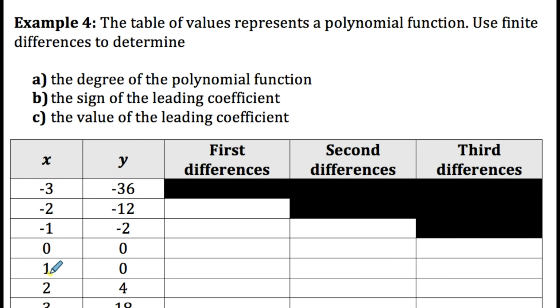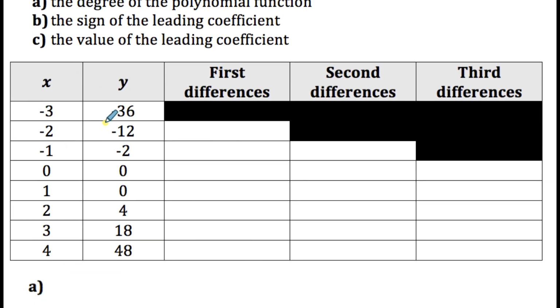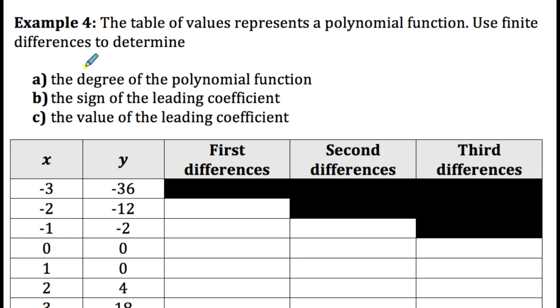So let's do an example with this set of values. We don't have the function this time. I just gave you a table of values that show the relationship between x and y. From that table, we want to figure out the degree of the polynomial function, the sign of the leading coefficient, and the value of the leading coefficient. So for the degree, we'll have to figure out which finite differences are all going to be equal. So we'll keep going until we get a row of finite differences that are equal.